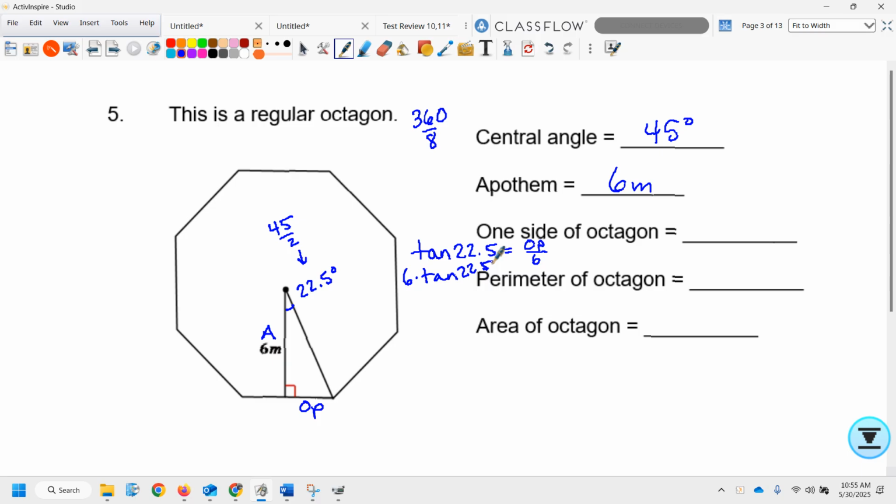You know, I don't like how I wrote that. It looks messy. I got 2.5 when I round it.